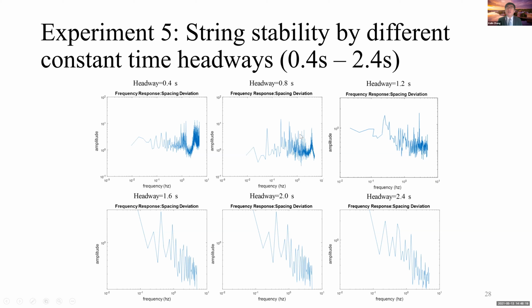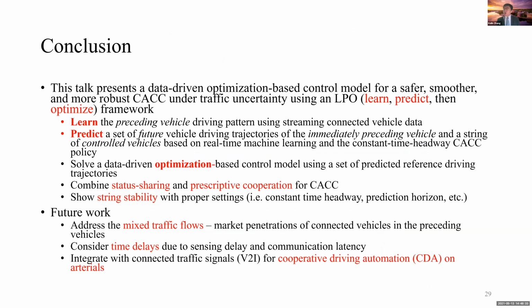0.8 shows some trend, basically. But if you go to 1.2, you already see the effect. So we try to show empirically how this one can show this stability. Okay, so I want to give the conclusion part here.